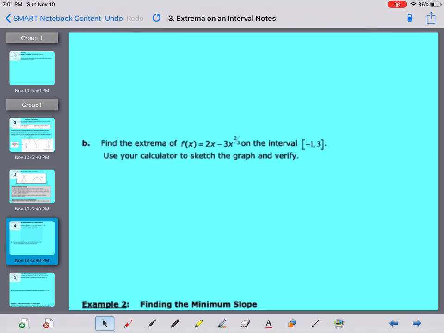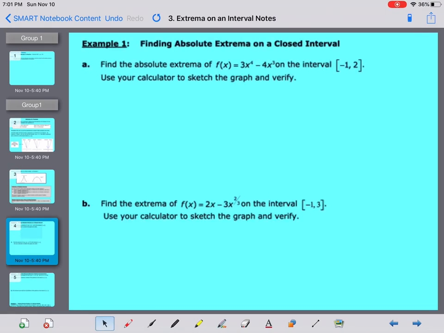Let's look at that first example. It says, find absolute extrema of f of x equals 3x to the fourth minus 4x cubed on the interval -1 to 2. This is the interval we're working with, and of course this is a closed interval, which means we can apply the extreme value theorem. The first step in this process was finding our critical values.